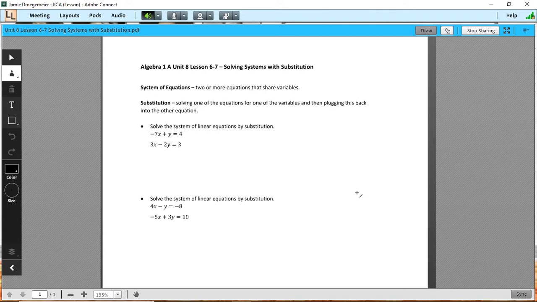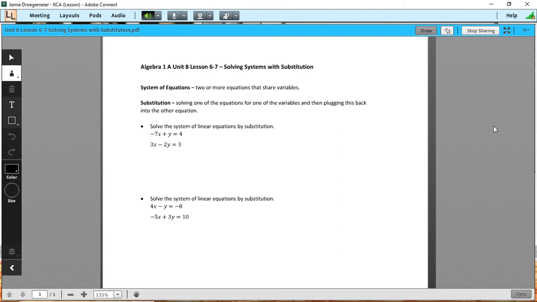The method we're going to be using in this one is called substitution, and you have a definition there. We're going to solve one of our equations for one of the variables. Usually we're dealing with x and y, so I'm going to solve one of those equations for x or for y, and then plug that into the other equation so that I can solve it. I think the best way to look at this is through some examples.